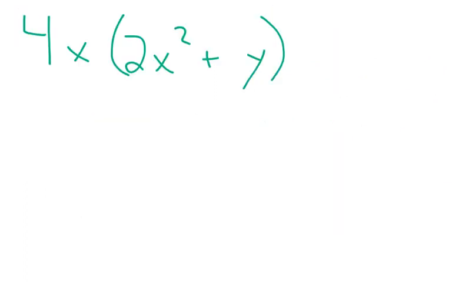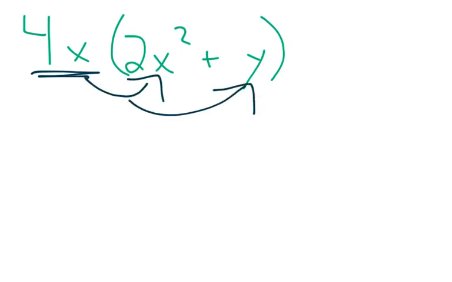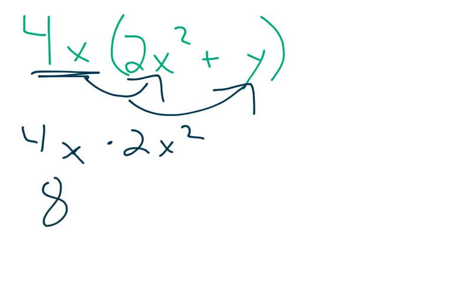Okay, let's say that we had this problem. So we have a 4x outside the parentheses with a 2x squared plus y in the parentheses. Now, anytime you've got a number outside parentheses, you are multiplying. So it's like we're going to distribute that 4x to everything inside the parentheses. So first, it's really like I'm taking 4x times 2x squared. So what I'm going to do, I'm going to multiply my numbers just like normal. So 4 times 2 gives me 8.